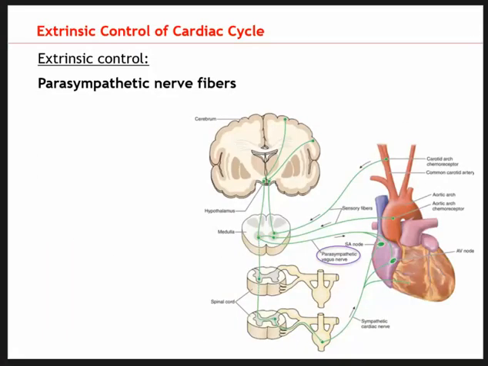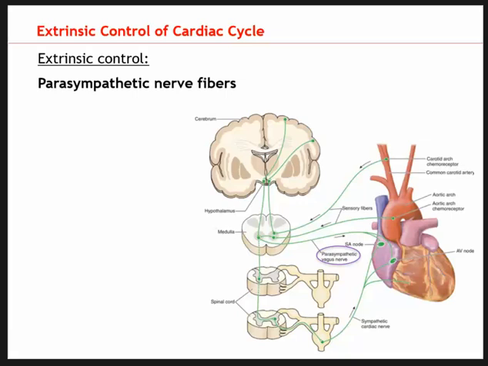Alright, so let's continue. Now talking about extrinsic control. Just remember, intrinsic control is autorhythmicity. It is the control from within the heart. So extrinsic is external to the heart. So we have to talk about parasympathetic nerve fibers and sympathetic.